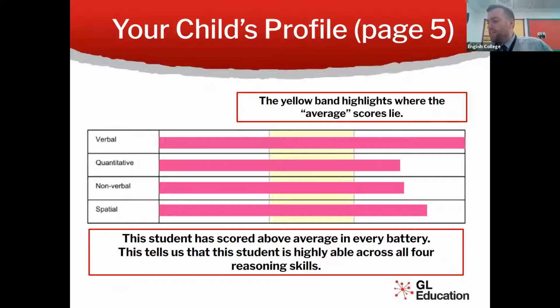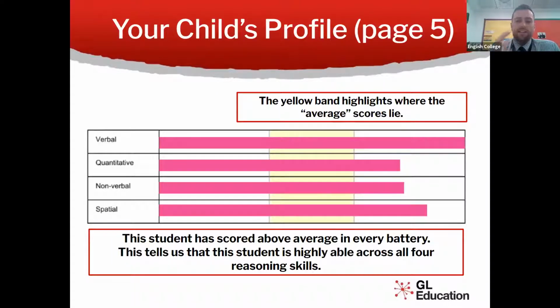It obviously says what CAT4 is, why we use CAT4, and for anyone who missed the first session, it's also got some examples of the types of questions and a little glossary there about verbal classification, number series, etc. And then when you turn the page, you'll see on page 5 your child's name, year group, etc., and it will have the different batteries of verbal, quantitative, non-verbal, and spatial. And you'll see in the middle there, there's that yellow section.